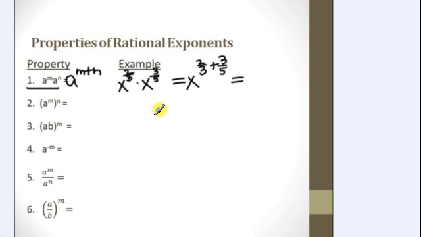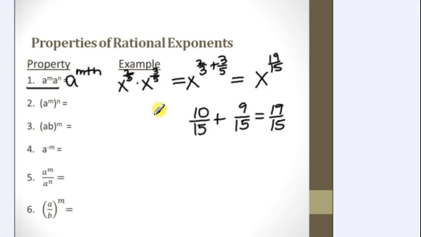And then you have to remember that if we're adding fractions, we need a common denominator. Least common denominator here between 3 and 5 would be 15. So I'm looking at, let's see, 10/15 plus 9/15 would be 19/15. So this would equal x to the 19/15 power.